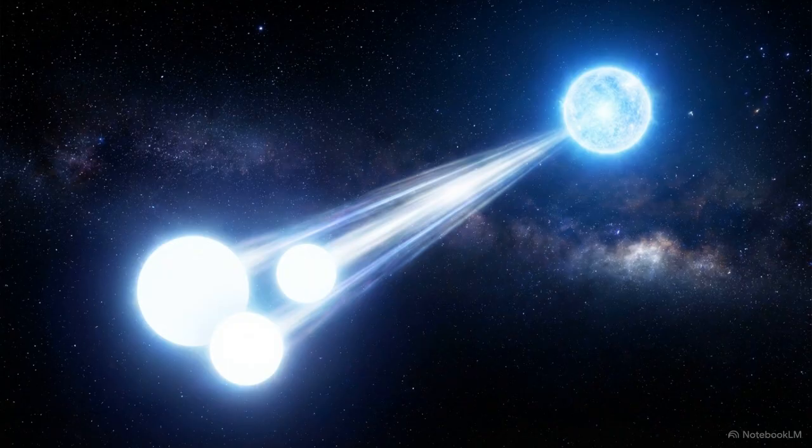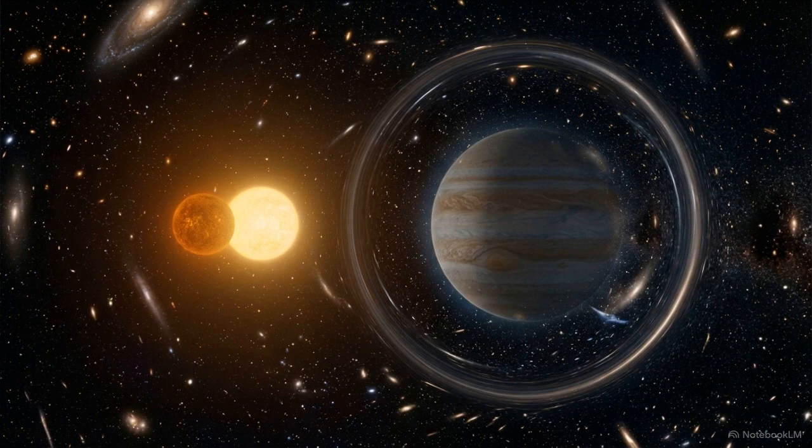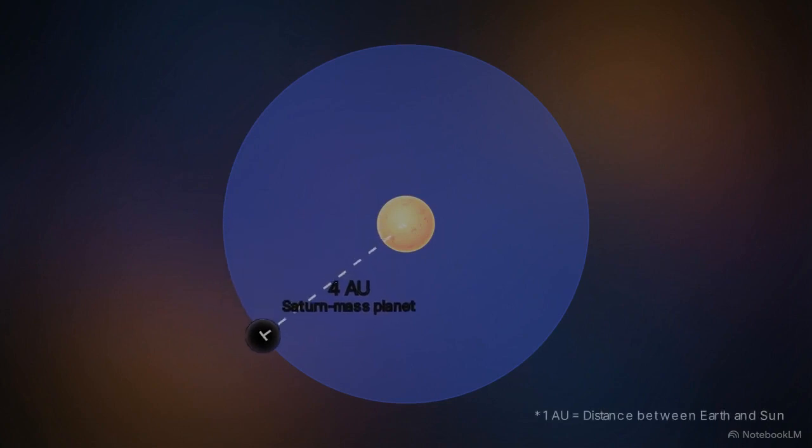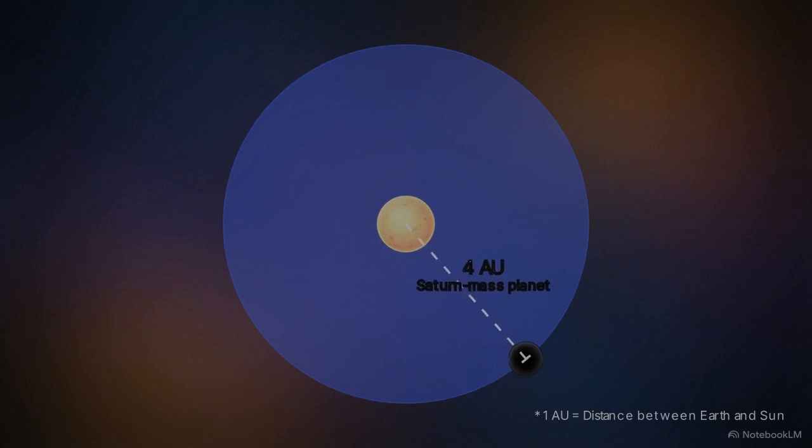To solve the math, astronomers applied a 3L1S model, meaning 3 lenses and 1 source. They mathematically introduced a third gravitational body into the system to account for the glitch. This diagram illustrates the first viable solution they found. It shows a Saturn-mass planet making a wide orbit at 4 astronomical units from its host star. An astronomical unit is the distance between Earth and our Sun.